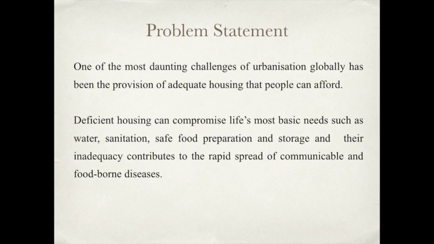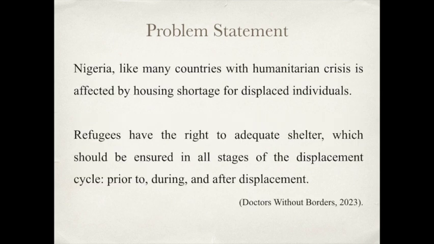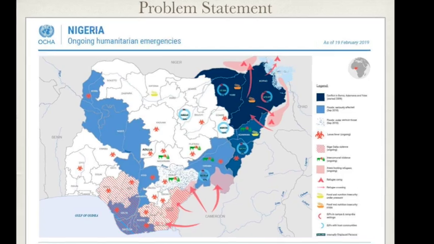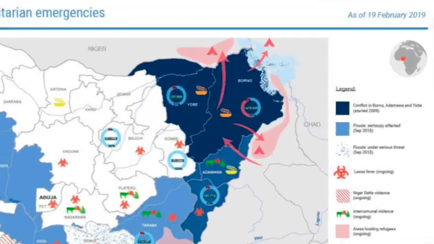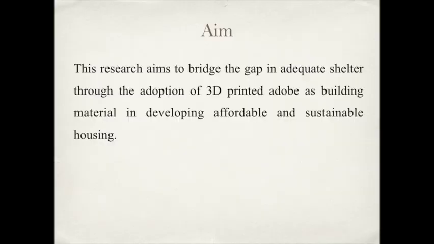Nigeria, like many countries with humanitarian crisis, is affected by housing shortage for displaced individuals. A look at the map of Nigeria shows that there is an ongoing humanitarian crisis in virtually all regions, but most especially in the northeast region of the country. The aim of this research is to bridge the gap in adequate shelter through the adoption of 3D printed Adobe as building material in developing affordable and sustainable housing.